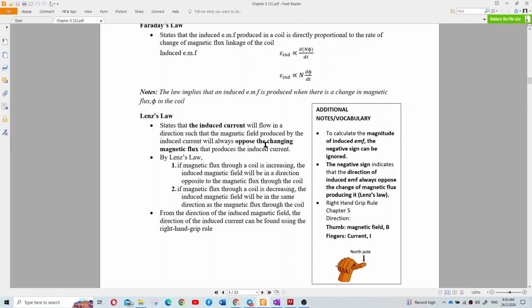Baca betul-betul. Kalau you rasa confusing, baca lagi sekali. The induced current will flow in a direction. Flow in what direction? Such that means a condition. Apa condition dia? The magnetic field produced by the induced current will oppose the change of magnetic flux that produces the current. So this induced current yang generate itu, dia akan produce another magnetic field or another magnetic flux to oppose the change of magnetic flux that produces the current.